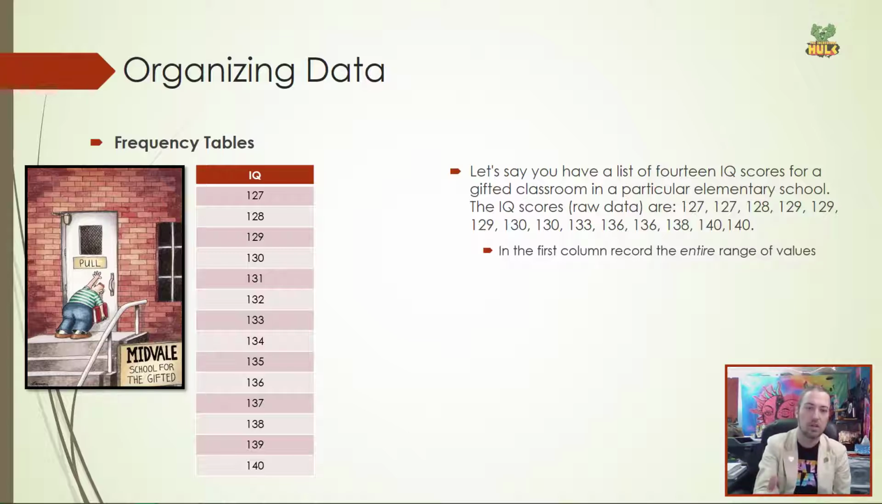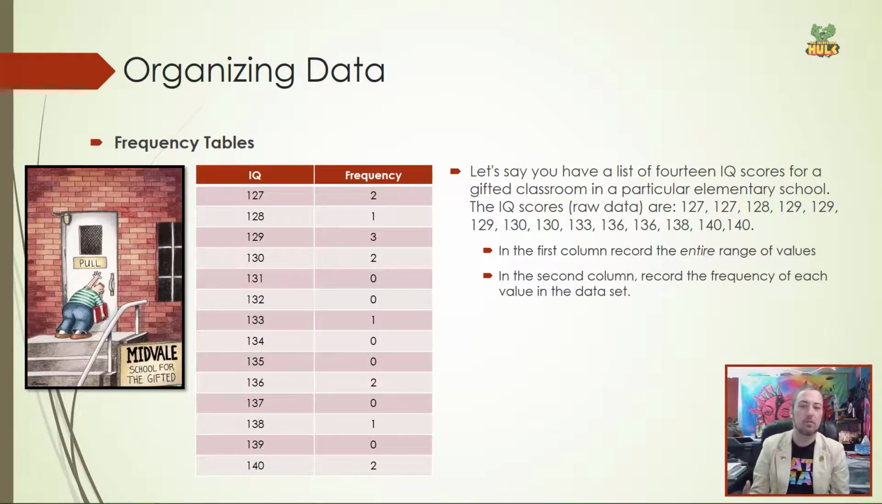So if you look over at the data, nobody in that classroom had an IQ of 131 or 132, but they still get listed in that larger table, okay? Now we simply record the frequency. There were 2 127s, so we put 2 in that column, in that particular cell. There was only 1 128, there were 3 129s, and then notice for the values where nobody had that IQ score, we put zeros in those places.